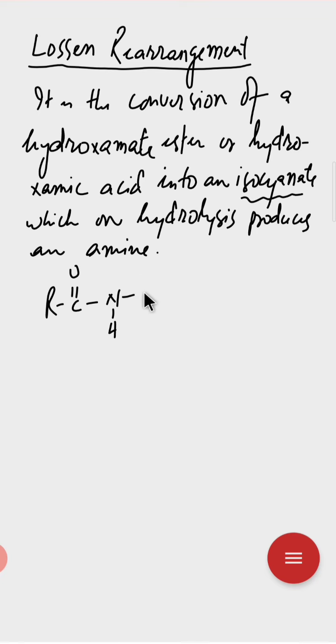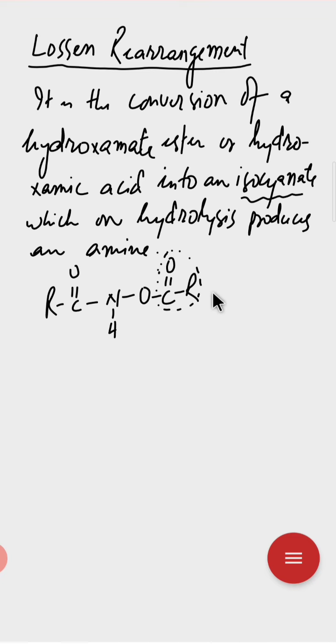To this nitrogen atom, O, C double bond O R can be attached. This is our hydroxamate ester. So to this part there can be one, and there can be hydrogen also. In that case the reactant will be hydroxamic acid, right?